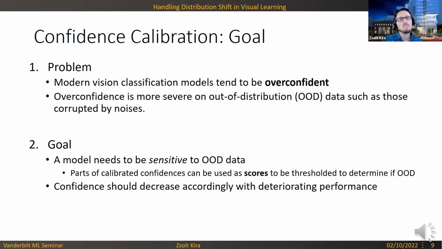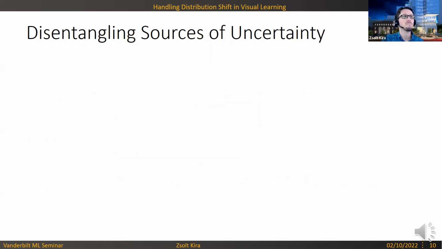Typically, out of distribution detection is performed as a binary classification problem, where we have some scoring function based on the features, the probabilities, or the logits that determines in a binary way whether a sample is in or out of distribution, using a threshold on the score. And again, one of the goals is that the confidences should decrease according to the deteriorating performance, that is, the empirical accuracy of the model.